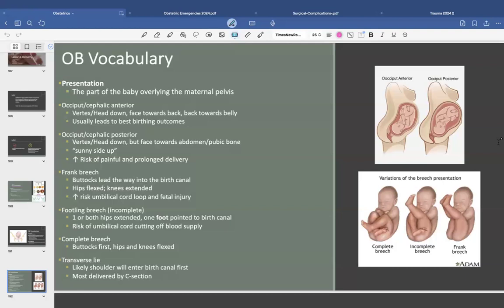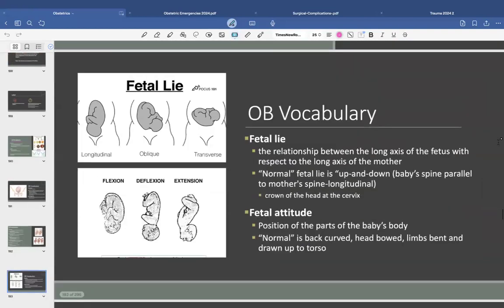We have those there. We're still doing definitions. Fetal lie. This is the relationship between the long axis of the fetus with respect to the long axis of the mother.